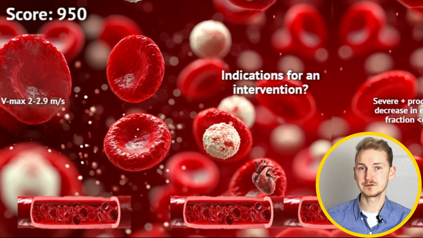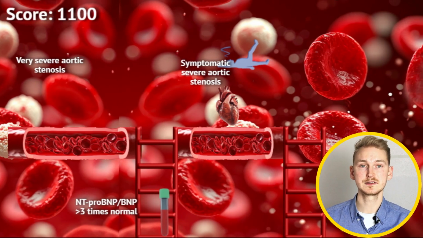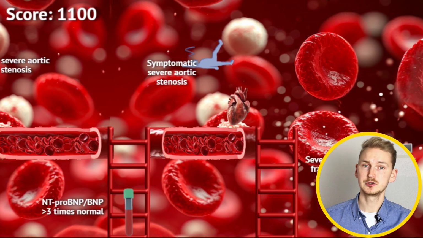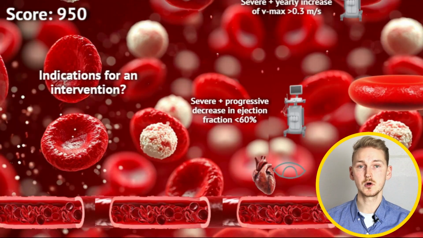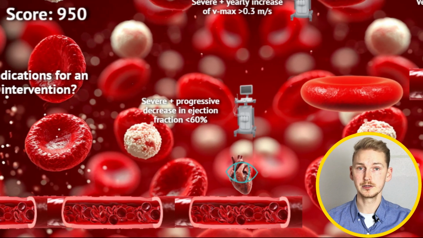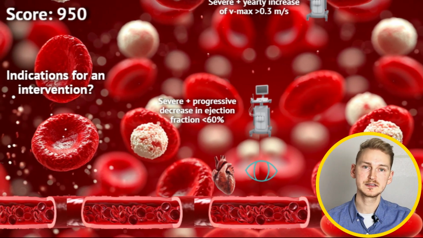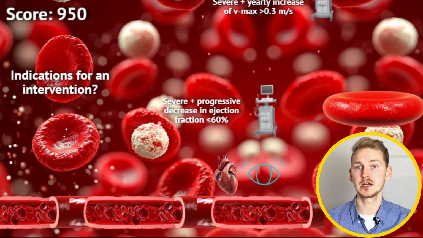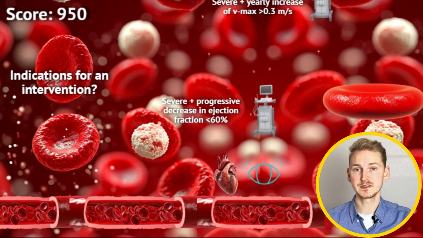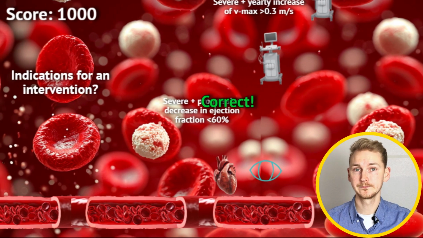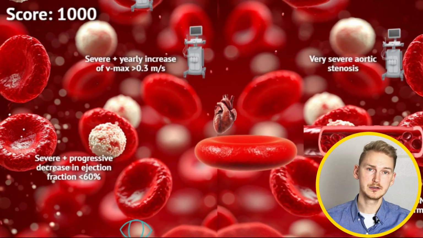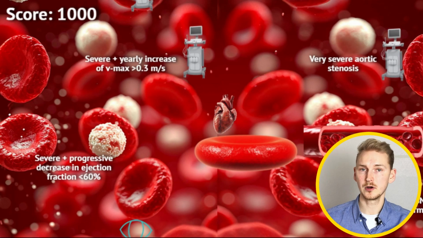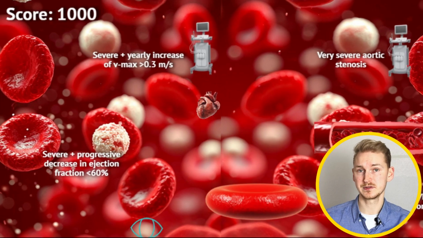Indications for an intervention. A severe aortic stenosis that is symptomatic should always be treated with an intervention. But an intervention is also indicated when you have a severe aortic stenosis and a progressive decrease in ejection fraction, so that it's less than 60% from what you previously had. Another indication is a severe aortic stenosis with a yearly increase of Vmax with over 0.3 meters per second.